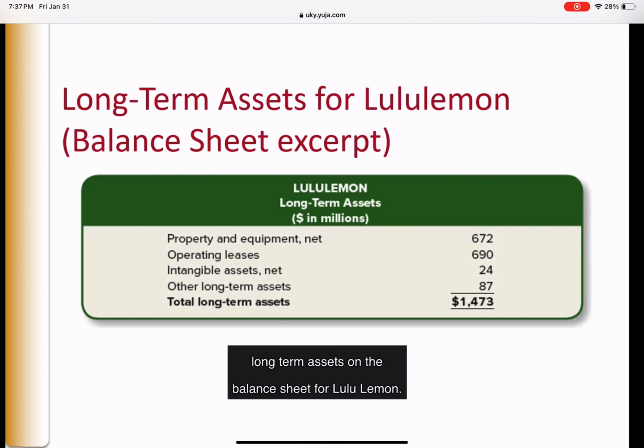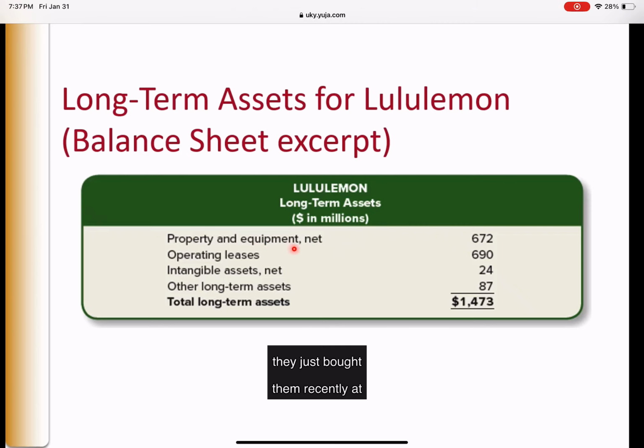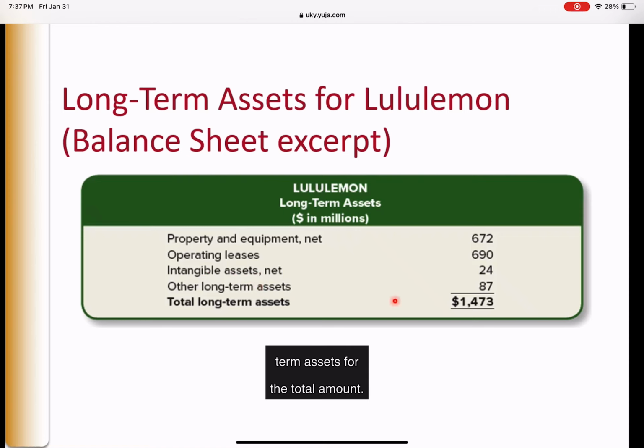On the balance sheet for Lululemon, going back to that, you had 4 of those items there. You had it net, meaning after depreciation, and keep in mind the age of the company is a big issue here. Younger companies are going to show much higher asset values for property and equipment because why? They just bought them recently at higher amounts and have been depreciating them or writing them off over a number of years. Same with operating leases, intangible assets, you're writing those down as time goes along, and your other long-term assets for the total amount.